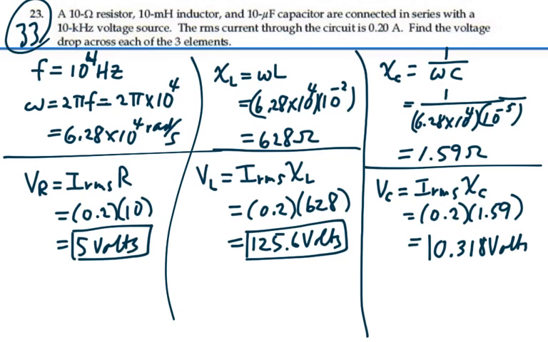So there we have our three voltage drops: 2 volts across the resistor, 125.6 volts across the inductor, and 0.318 volts across the capacitor.